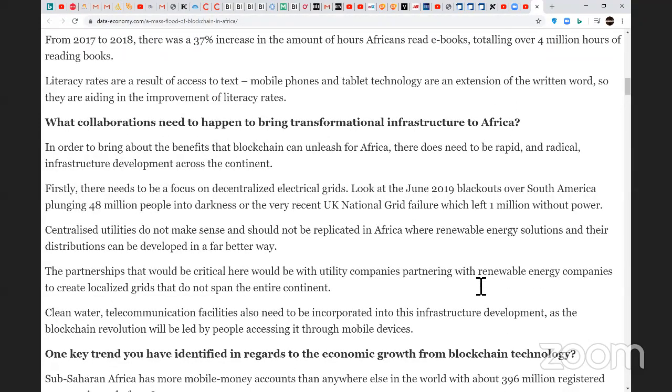Literacy rates are a result of access to text. Mobile phones and tablet technology are an extension of the written word, so they are aiding in the improvement of literacy rates. Interesting. Wasn't that long ago that someone came on here and said the literacy rates were 2%.